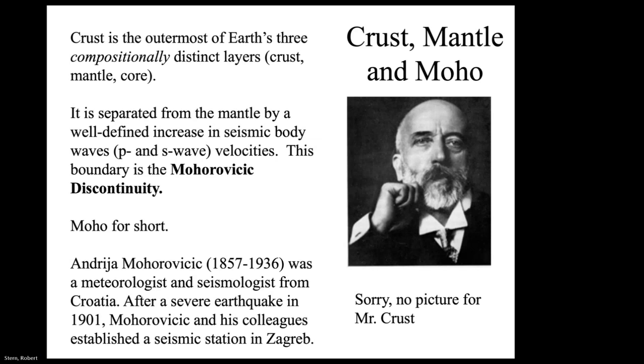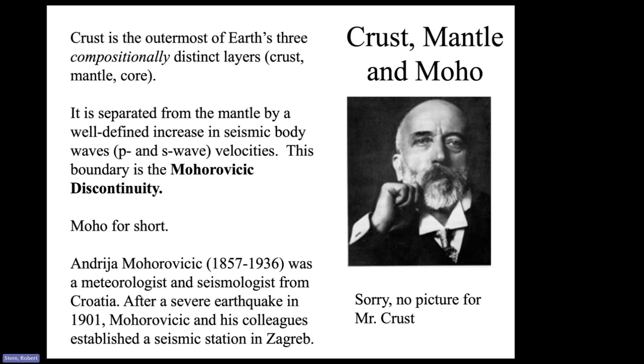All right, let's talk about crust, mantle, and Moho. So crust is the outermost of Earth's three compositionally distinct layers, which are crust, mantle, and core. Crust is separated from the mantle by a well-defined increase in seismic body waves, that is P and S wave velocities. This boundary is called the Mohorovičić discontinuity, and we call it the Moho for short.